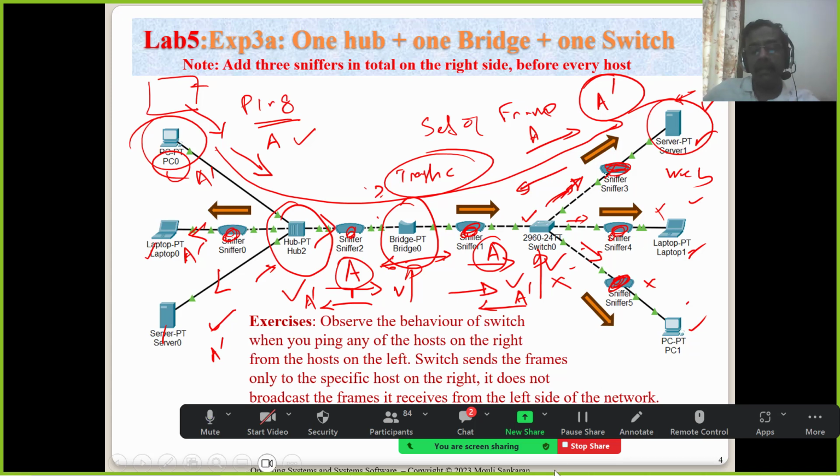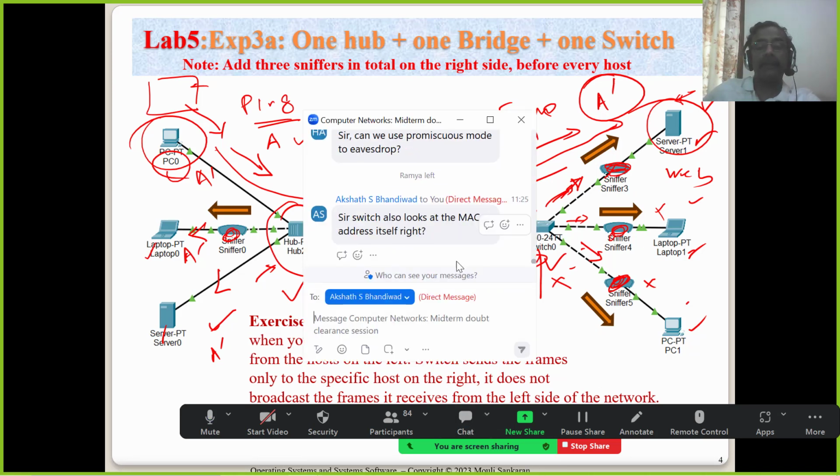Okay. So let me just look at the chat. Sir, switch also looks at the MAC address itself, right? Yes, switch also will. Remember, we are talking about Ethernet devices. Hub anyway doesn't look at anything. It looks at something coming and sends it on all of them, whereas bridges and switches are looking at the MAC addresses.